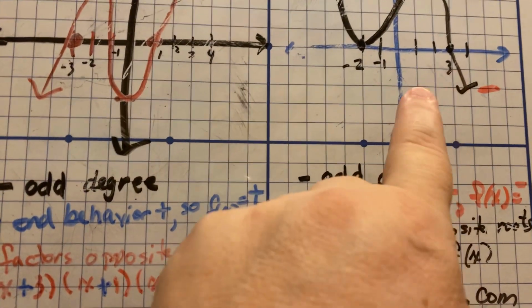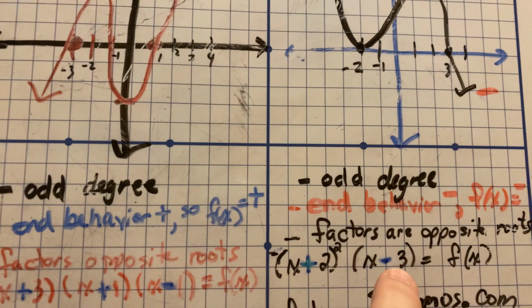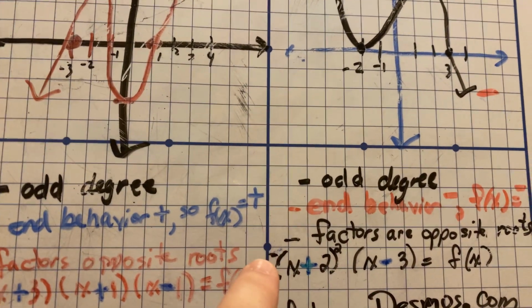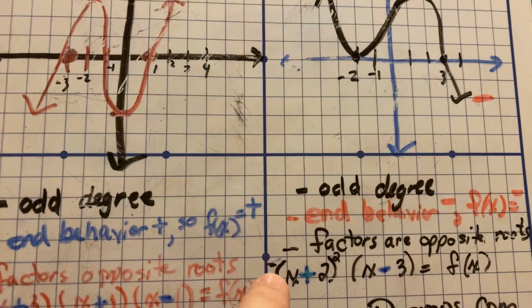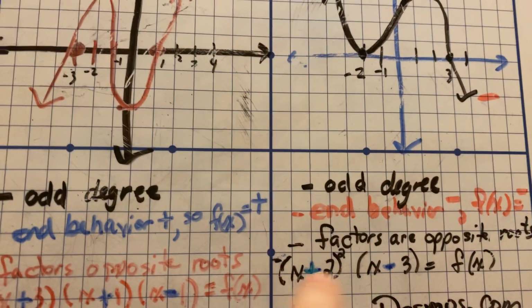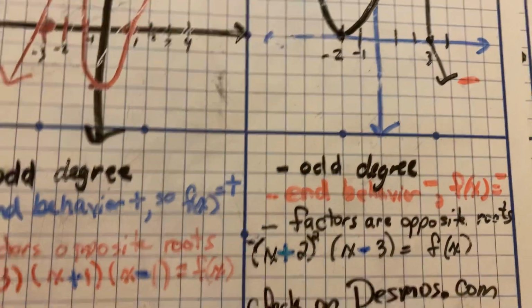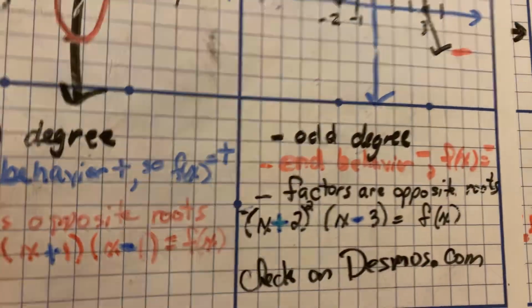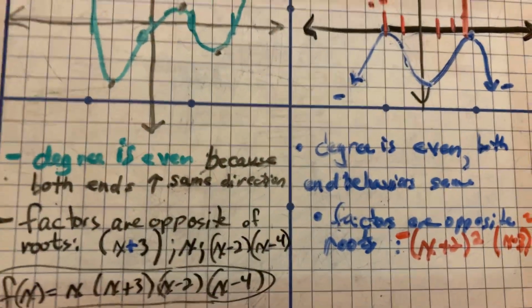This one, the opposite of +3, is -3. And we said it had to be a negative function because the end behavior is going to negative infinity. And so we have f of x is negative x plus 2 squared times x minus 3. And again, you could go ahead and check those on Desmos.